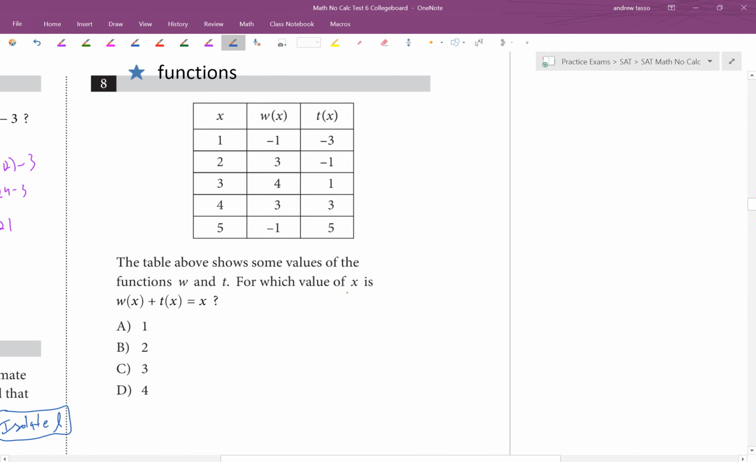Okay, so for which value of x is w of x plus t of x equal x? So when we add the value from this column and the value from this column, we should be getting the value in the first column. So let's see if it works. -1 with -3 makes -4. So that does not work. Let's see. 3 combined with -1 makes a 2. So that does work. So when x equals 2, these do combine to equal 2.